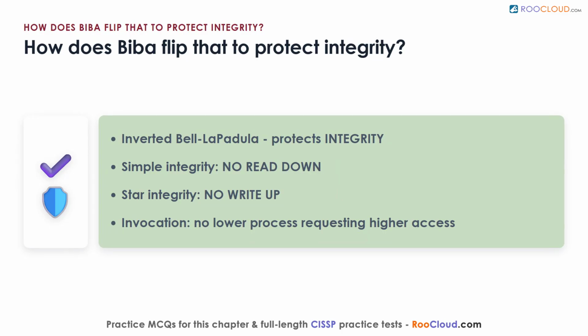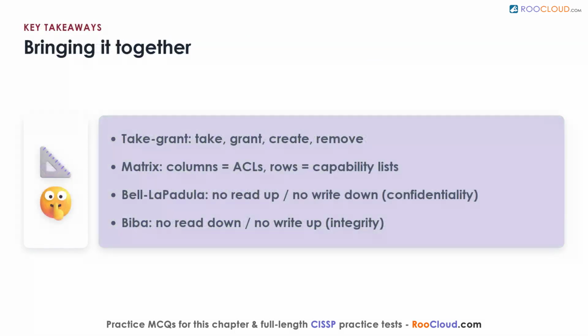Think of a pristine kitchen. You never let ingredients from a questionable source flow up into the dish you are certifying as clean. So let's bring it together. The take-grant model uses take, grant, create, and remove rules to move rights around a graph. An access control matrix reads as object-focused ACLs down its columns and subject-focused capability lists across its rows.